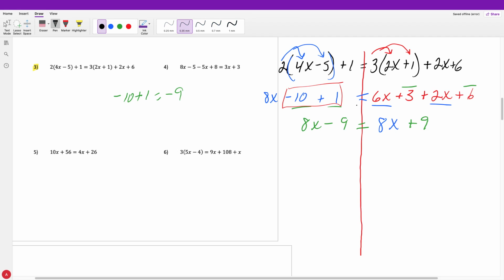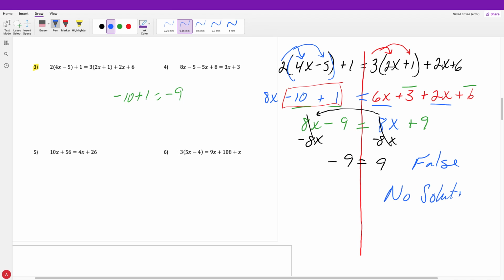So remember, now that we have everything simplified, I need to move my variables to one side of my equation. So I'm going to move my x's to the left. When I subtract 8x from both sides, I notice that they both cancel out to give me 0. Now I'm left with a statement of negative 9 is equal to positive 9. And we know that this is not a true statement. It is a false statement. So when we get a false statement, that means the final answer is no solution.